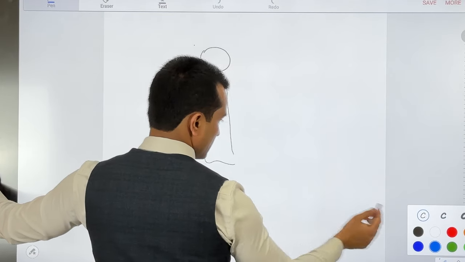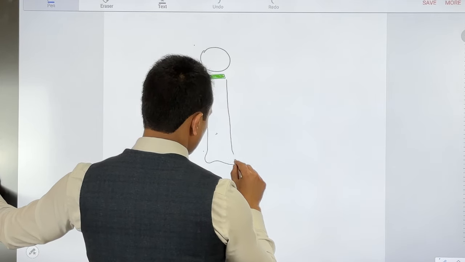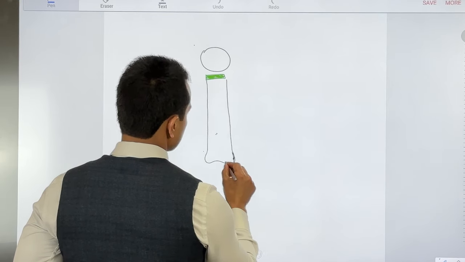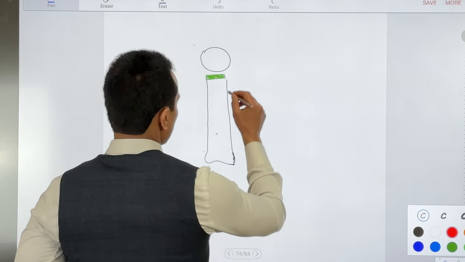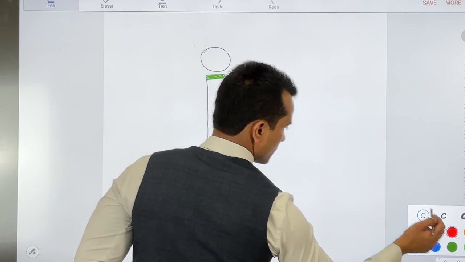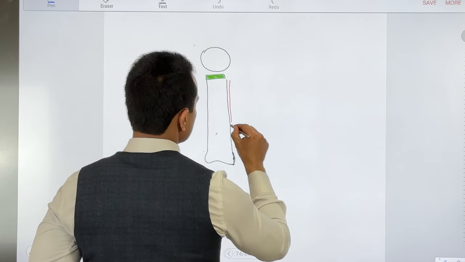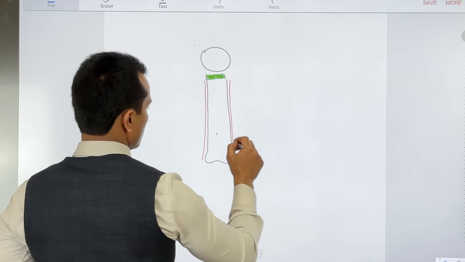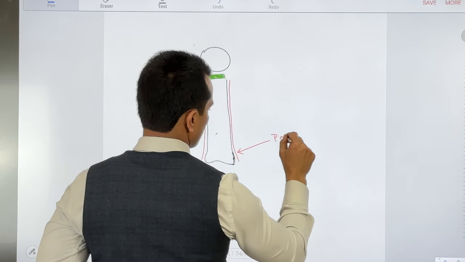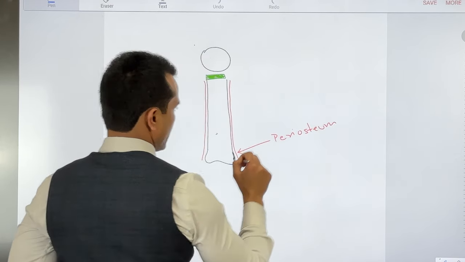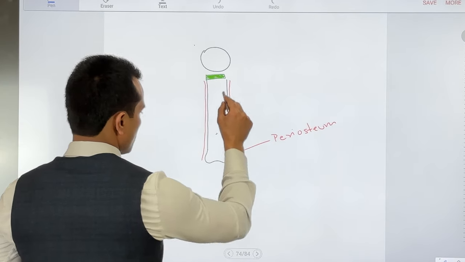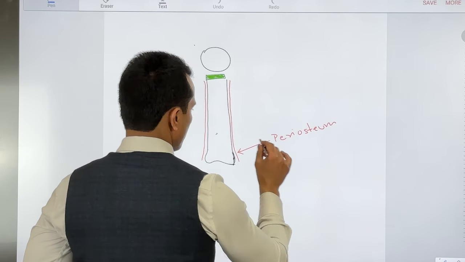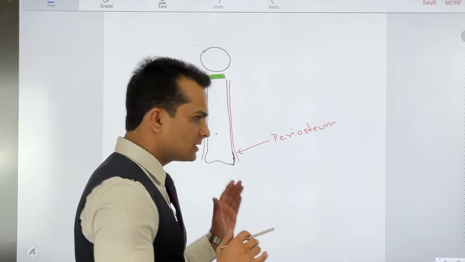Now let's discuss how arteries supply blood to the bony tissue. The outer covering of the diaphysis, or the shaft of the bone, is called the periosteum. The periosteum is a sticker-like covering, and it is connected to the shaft with the help of connective tissue fibers called Sharpey's fibers. You will study this in histology in detail. So remember which fibers connect the periosteum to the diaphysis or shaft of the bone.